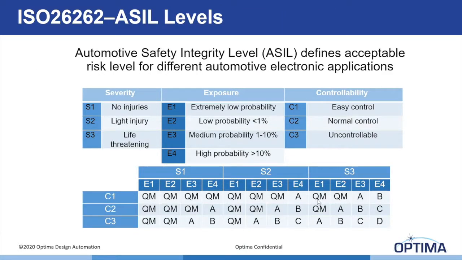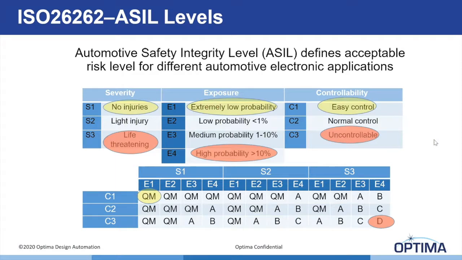Automotive safety integrity level is defined as the acceptable risk level for different automotive electronic applications. There are three parameters that decide the ASIL level: severity, exposure, and controllability. Severity has three levels: no injuries, light injury, or life-threatening injuries. Exposure is low probability, medium probability, high probability, and no probability at all, extremely low probability. And controllability, by the driver, is easy to control, normal to control, or uncontrollable at all. Let's look at the highest level. It's life-threatening injuries, severity is high, exposure is very highly probable and can happen anytime, and controllability is completely uncontrollable. This is defined as ASIL D. At the lowest level, there are no injuries, extremely low probability, and easy to control. This is just termed quality management. So there are ASIL levels A, B, C, and D, and D is at the top of the ASIL levels.